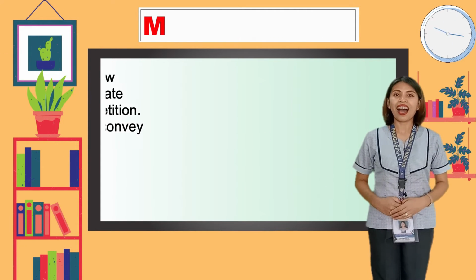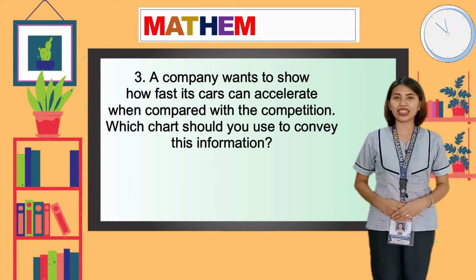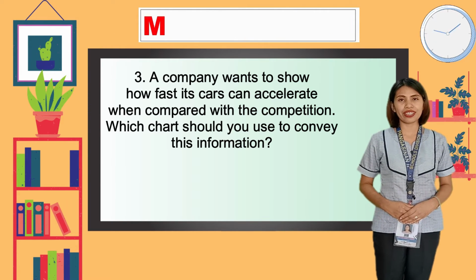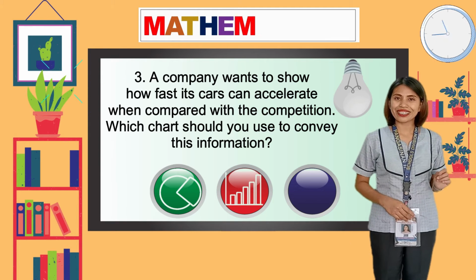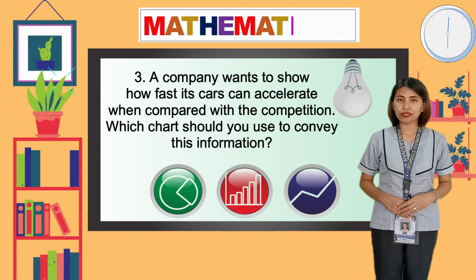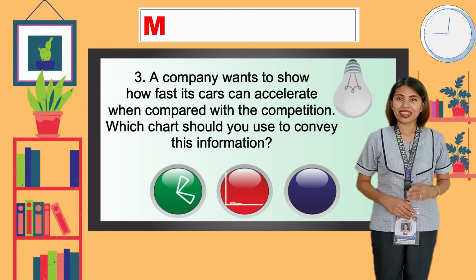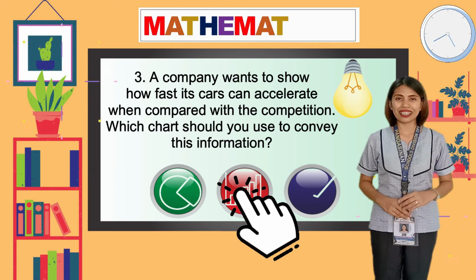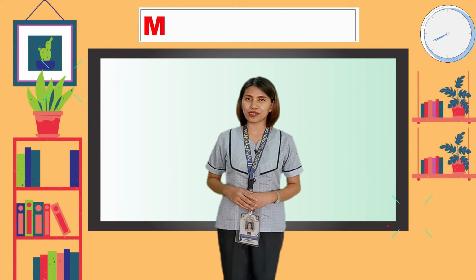Third question. A company wants to show how fast its cars can accelerate when compared with the competition. Which chart should you use to convey this information? Is it a pie chart, bar graph, or a line graph? Let's see if your answer is correct. You're right, it's a bar graph. Great job, Math Kagaling students!